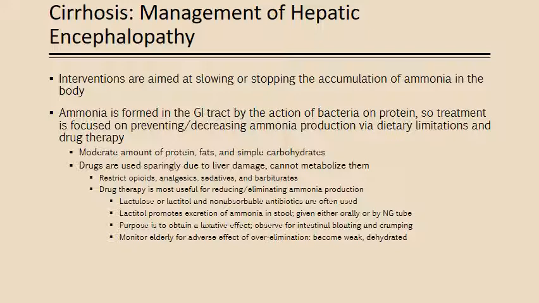Lactulose or lactitol and non-absorbable antibiotics are often used. Lactulose promotes excretion of ammonia in the stool, and it's given either orally or by NG tube. So that's going to help get the ammonia out via the stool. Liver can't do it, right? The purpose is to obtain a laxative effect. So we have to observe them and ask them about intestinal bloating and cramping, maybe warn them that it may happen and to report it if it does. But that's what lactulose will do. We also need to monitor the elderly for adverse effects of over-elimination. In other words, if they're stooling too much, they can become very weak and dehydrated very quickly. So be very careful in our elderly population.